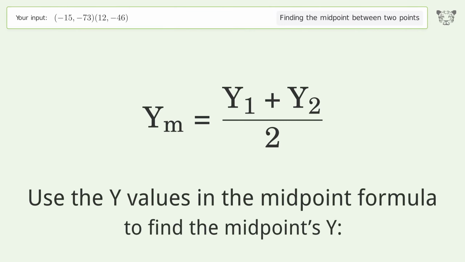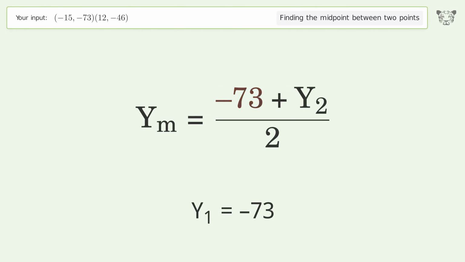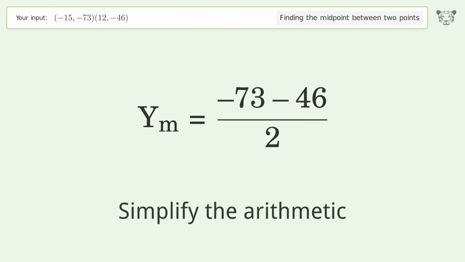Use the y values in the midpoint formula to find the midpoint's y. y1 equals -73. y2 equals -46. Simplify the arithmetic.